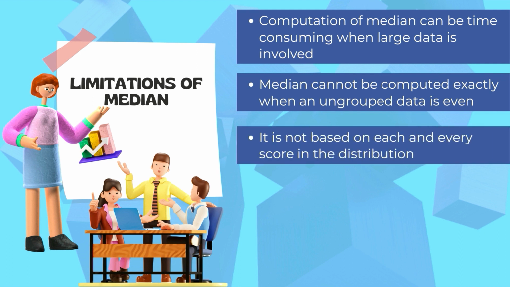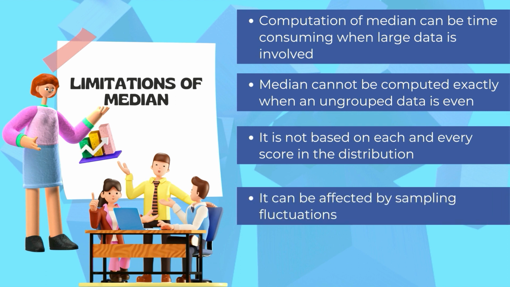It is not based on each and every score in the distribution. As we can see in the mean, we consider all the scores during the calculation, but that is not the case in the median, so this can be considered a limitation. It can be affected by sampling fluctuation. If sampling fluctuation is there, then the median can be affected.